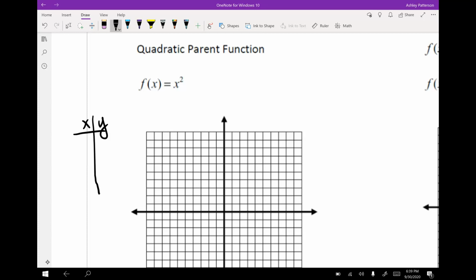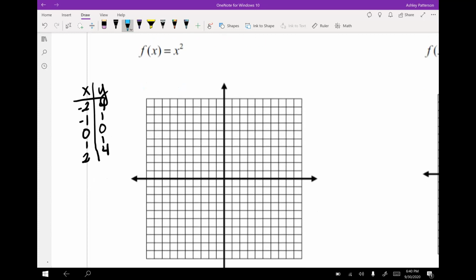All right, for a quadratic, the x values go from -2 to 2. And if you're not good at memorizing points, just know that x goes from -2 to 2. All right, well, plug it into the function. What is -2 squared? 4. -1 squared is 1, 0, 0, and so forth. So those are the points for our quadratic parent function.